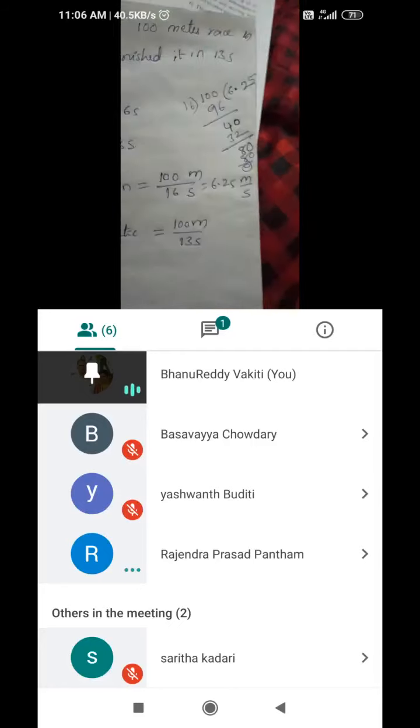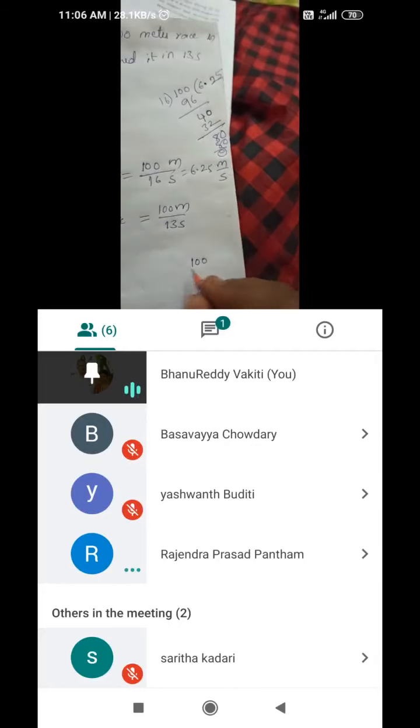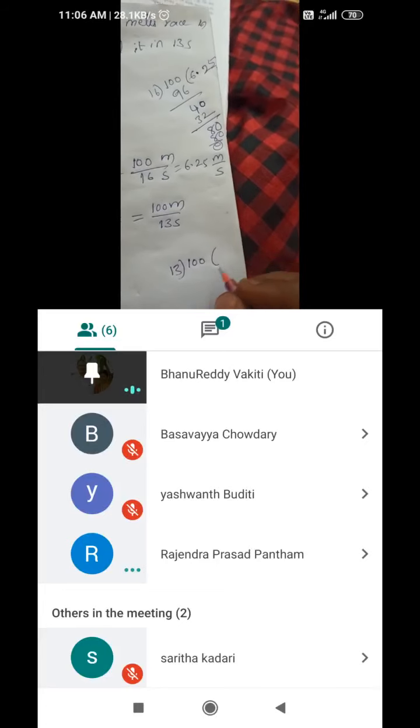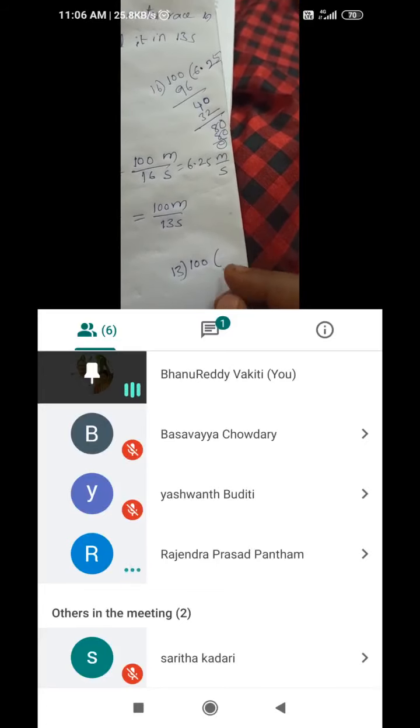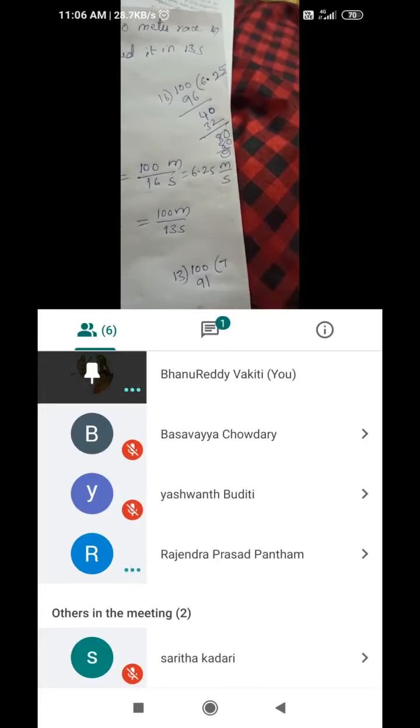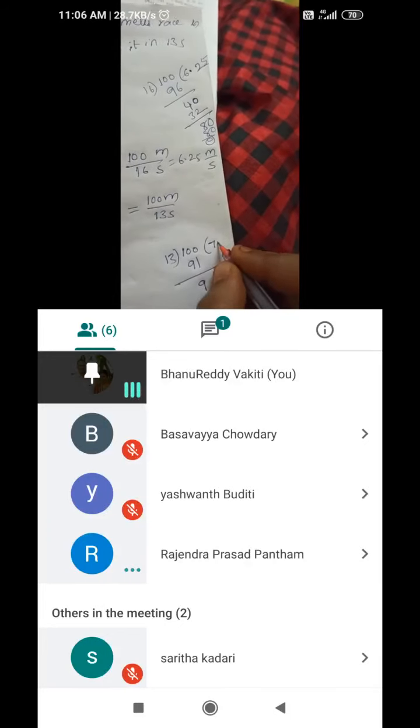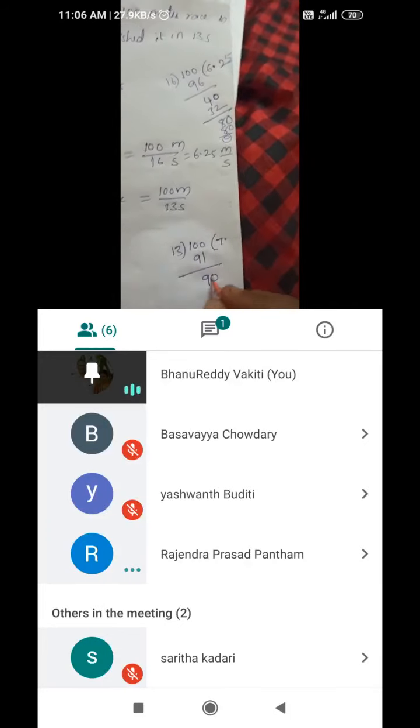And next 100 meters by 13. Like that also we can write the statement, we can do it this way too. Yes, 13 sevens are 91. Is it? 9 is the remainder. We can keep a point here and put a 0 here.